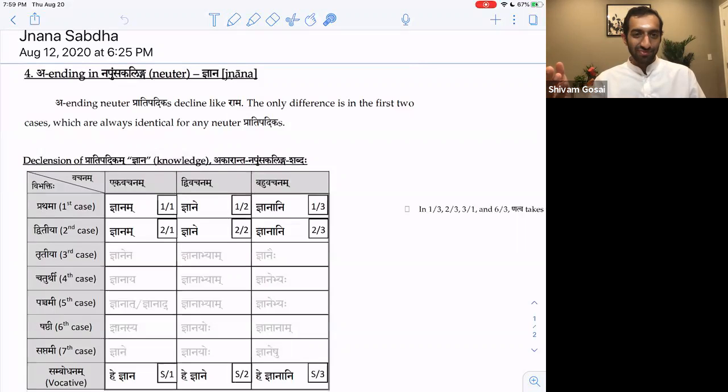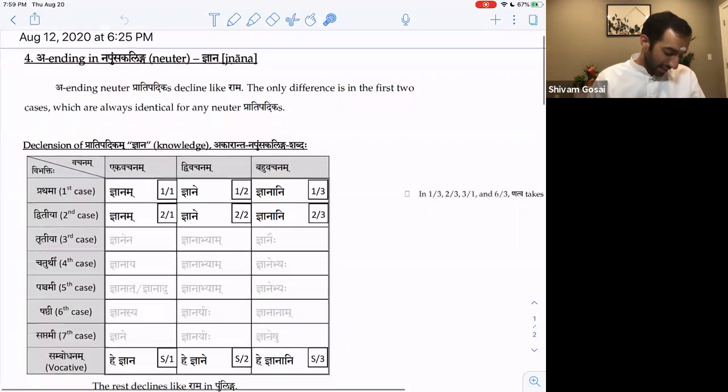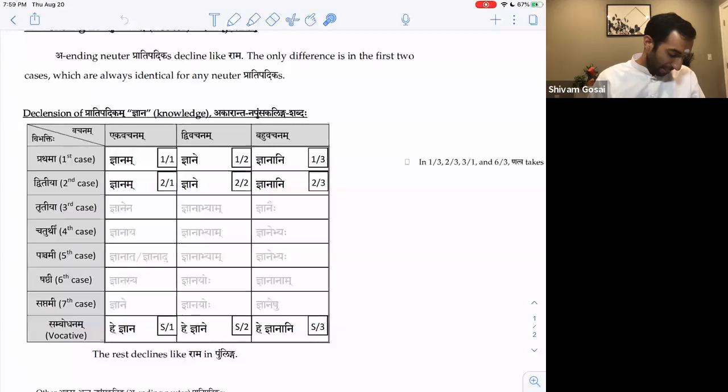So, jñāna is the word for knowledge, right? Now we're looking at akaranta, napumsaka linga, śabdha. Okay, so akaranta meaning akara, the ending. So anta means ending, so ending, napumsaka, neuter, gender, śabdha, word, right? A word which is having the neuter gender and ending with akara.